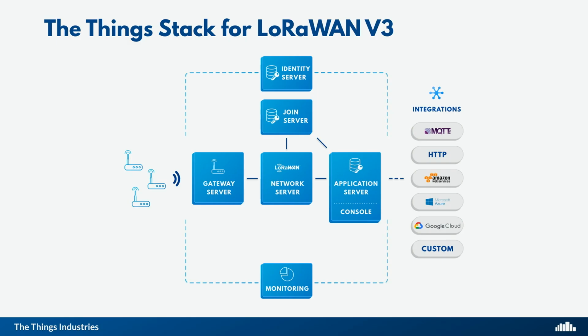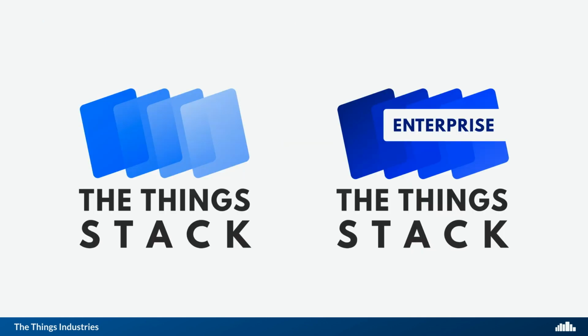So the Things Stack. This is the architecture, as you all know. This is what we spend most of the time on as a company to build. As we presented also in the keynote, most of this is open source. And that's the Things Stack on the left-hand side. And then the Things Enterprise Stack is our commercial solution on the right. And we often get the question, so what's the difference between the two?